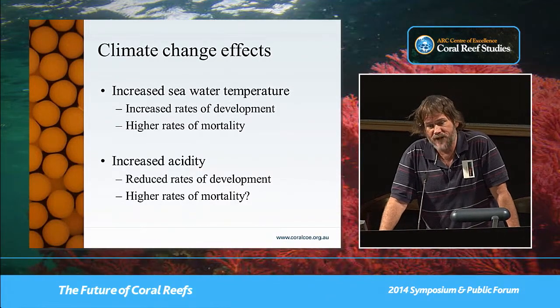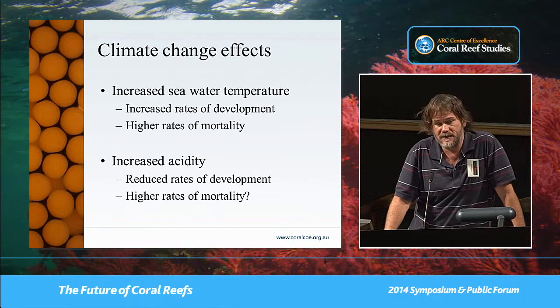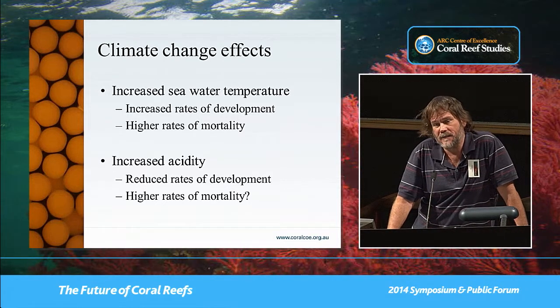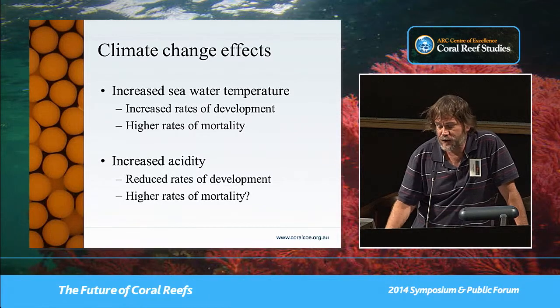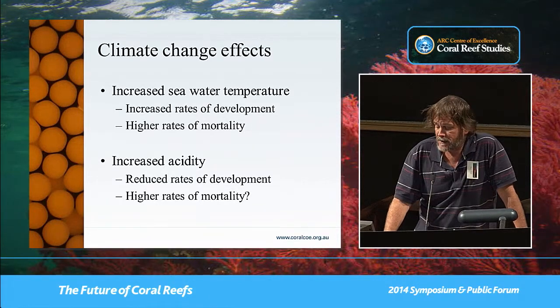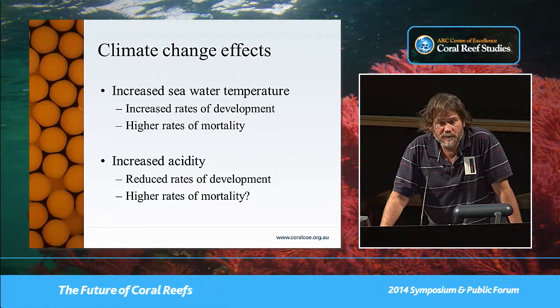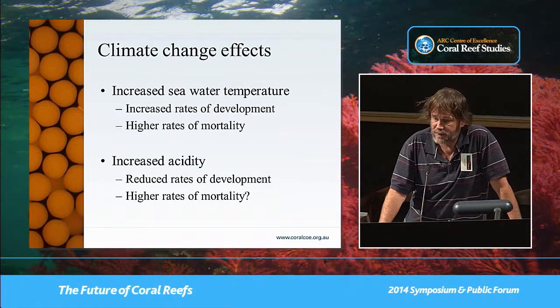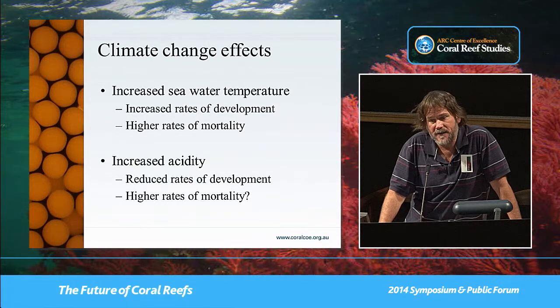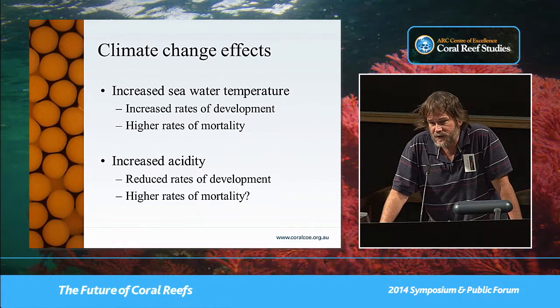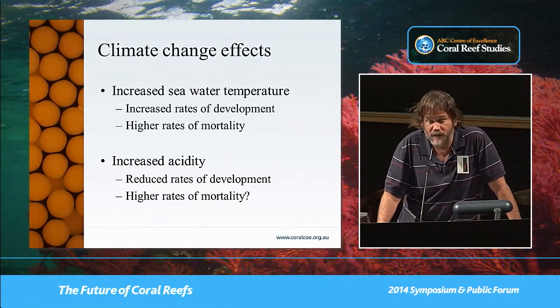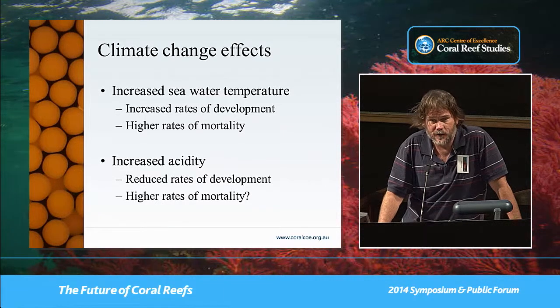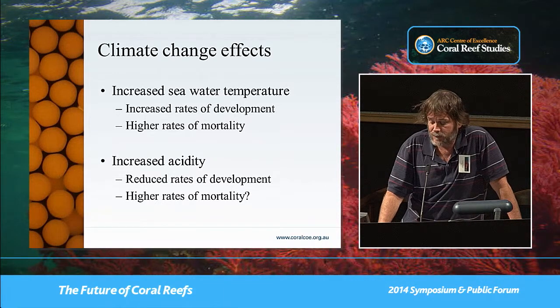So climate change is going to affect organisms in two major ways. There's going to be increases in temperature, and in the oceans there's going to be increases in acidity. The effects of temperature are pretty well documented. It's known that increases in temperature increase metabolism, and that speeds up most developmental processes. Increased temperatures also produce toxic oxygen radicals in the cells, and so you have increases in cell death. So again, a fairly well-established pattern of higher rates of mortality at higher temperature.